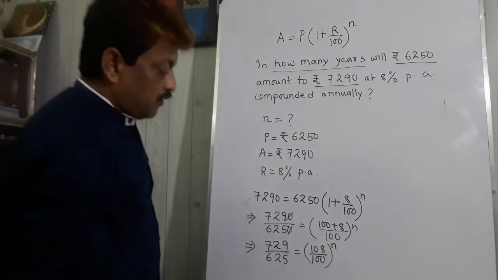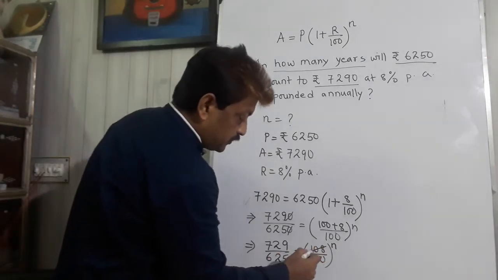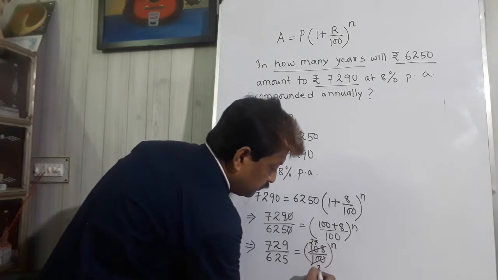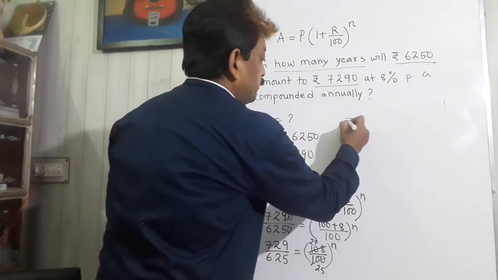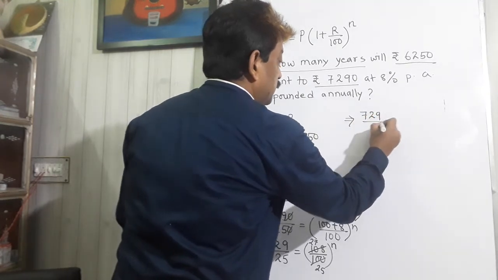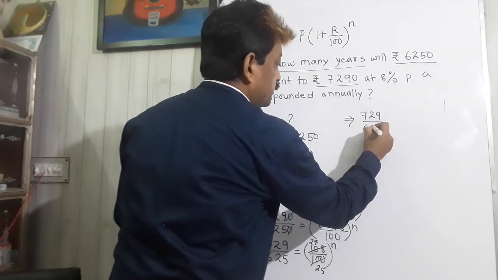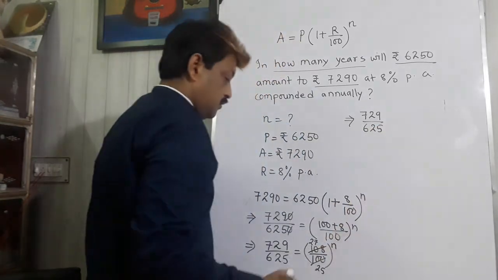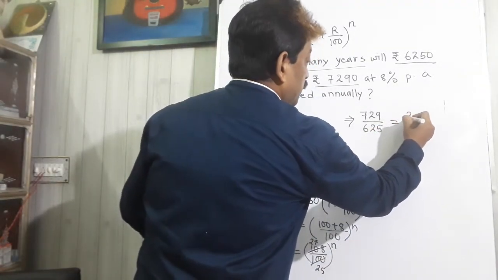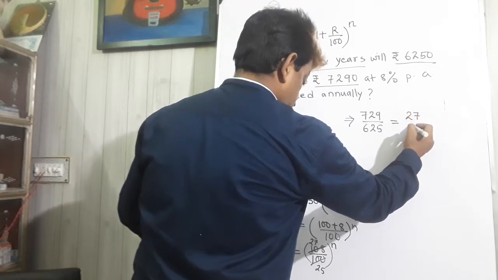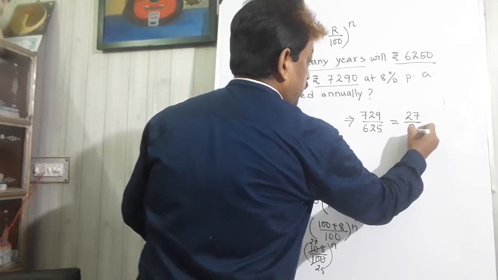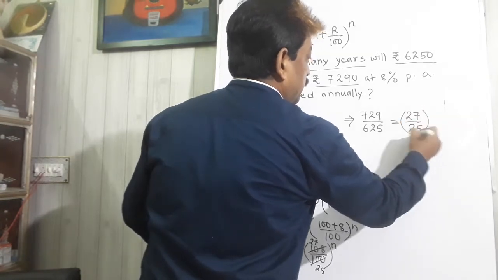Okay. Now let us go for cancelling. So by 4 it will be 27 and by 4 it will be 25. So this side will become 729 upon 625 and this side it will be 27 upon 25 to the power n.